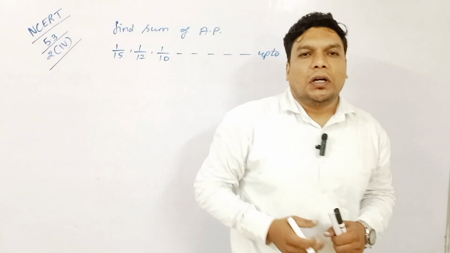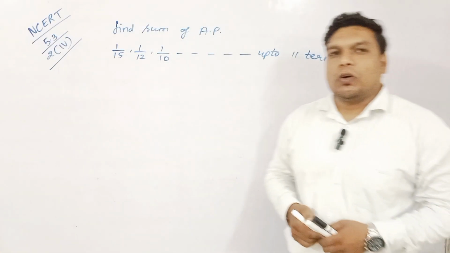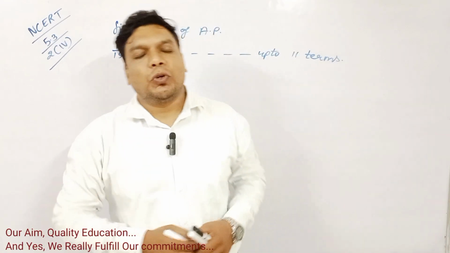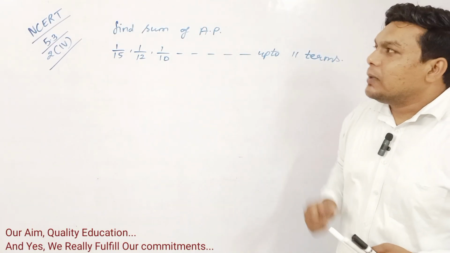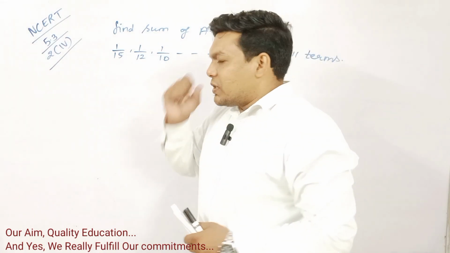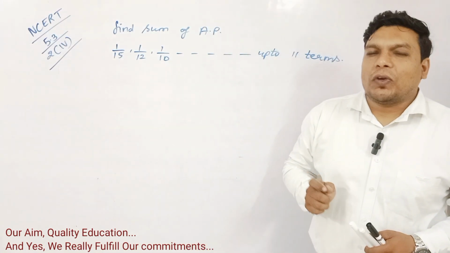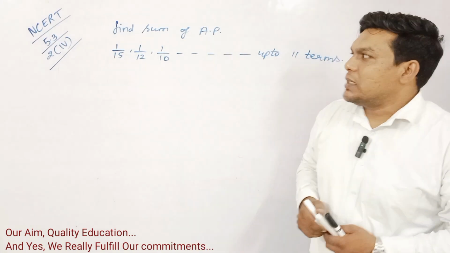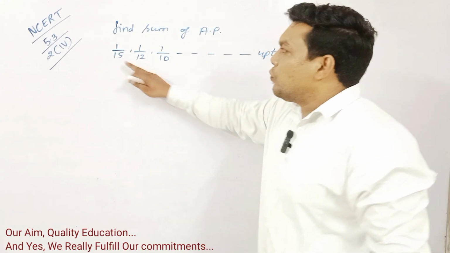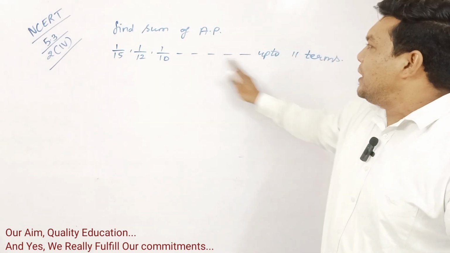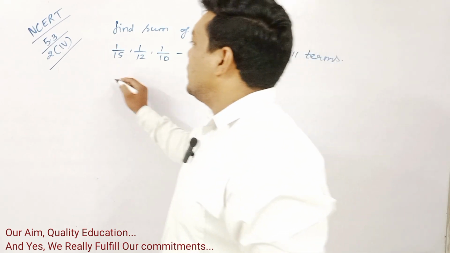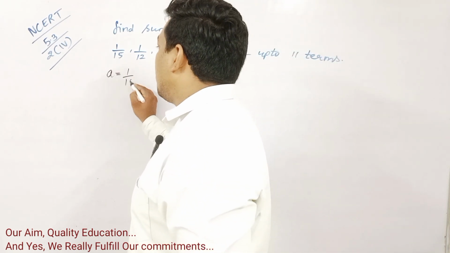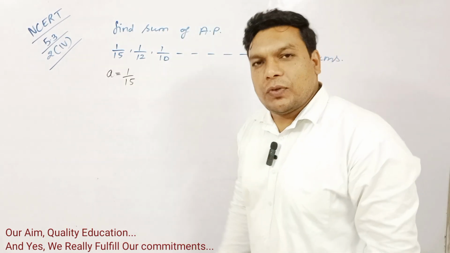To better understand the formula of the sum of first n terms of the AP, which is Sn is equal to n upon 2 bracket 2a plus n minus 1 into d, let's take this example. This is the second question, fourth part of NCERT exercise 5.3. We have to find the sum of this AP up to 11 terms. So what is given to you? We are given a is equal to 1 by 15. The first term is 1 by 15.